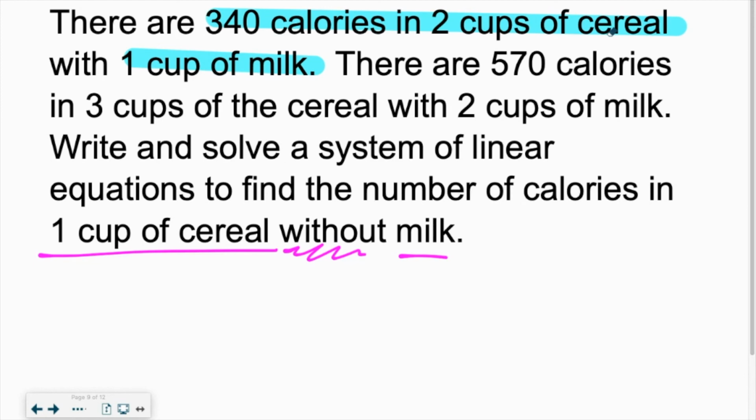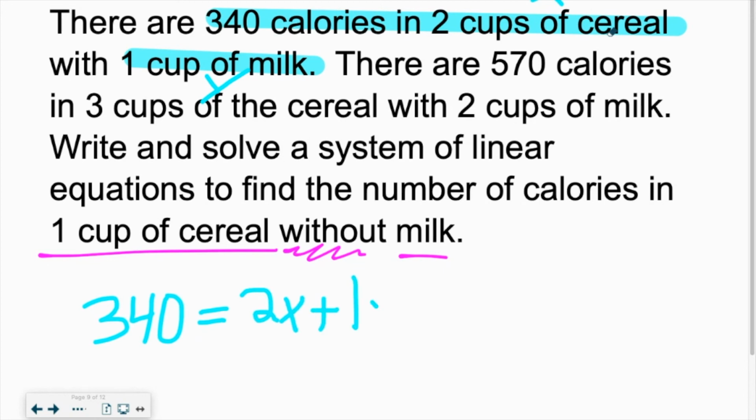Cups of cereal comes first, so I'm going to call that X. And then cups of milk come next, I'm going to call that Y. I'm going to write that out just as I see it. I'm going to write it differently just so it looks different for once for you guys. 340 equals 2X, 2 cups of cereal, plus 1 cup of milk, 1Y.